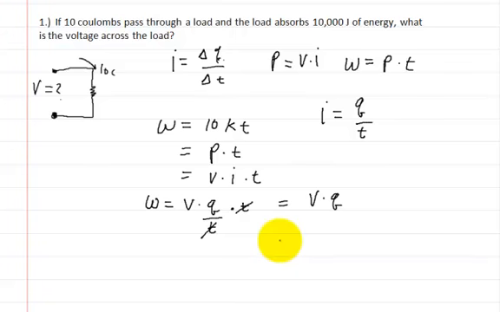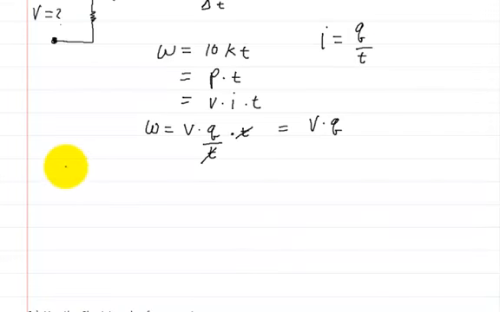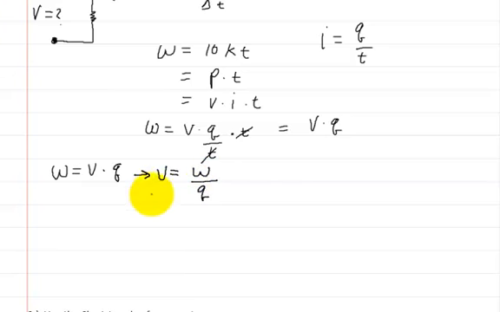Now since we have it in this form, we can just rewrite that. Instead of saying that the energy is equal to the voltage multiplied by the charge, since we want voltage, we'll just rewrite this and say the voltage is equal to the energy divided by the charge. And then at this point we just go back and get the information.